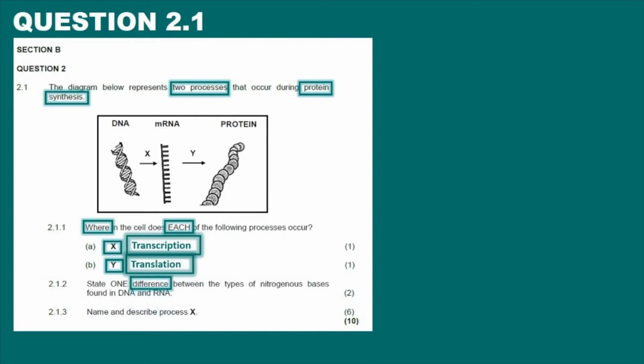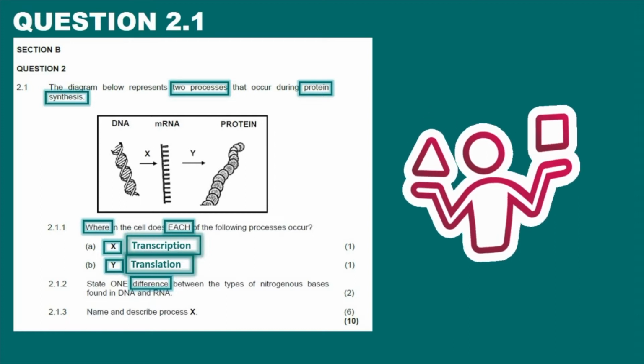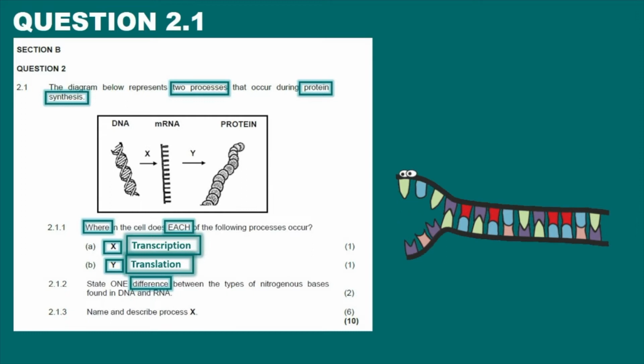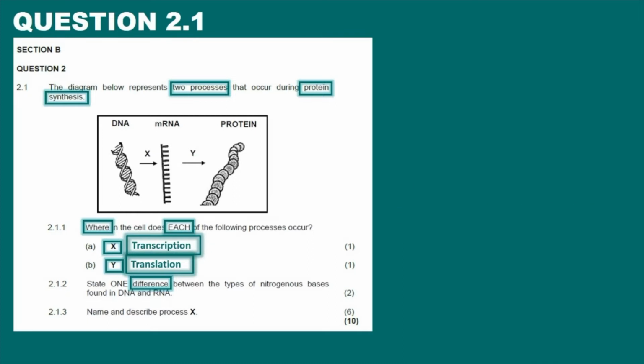Question 2.1.2 states: one difference between the type of nitrogen bases found in DNA and RNA. Here again, you need to know what a nitrogen base is for you to be able to answer these questions. They asked for one difference between the two. They did not state that you have to put this in a table, so you can simply write it in the form of a sentence.